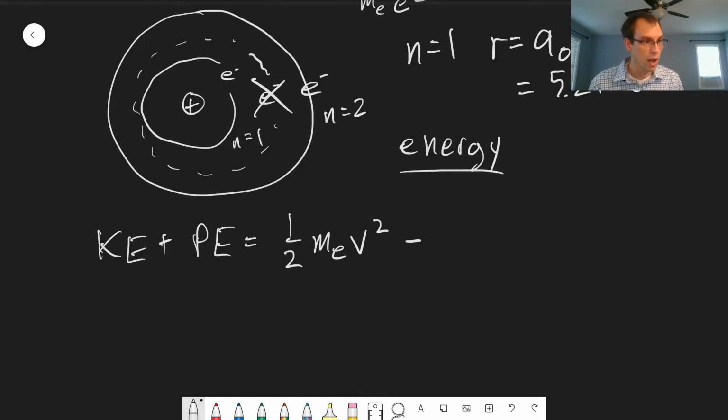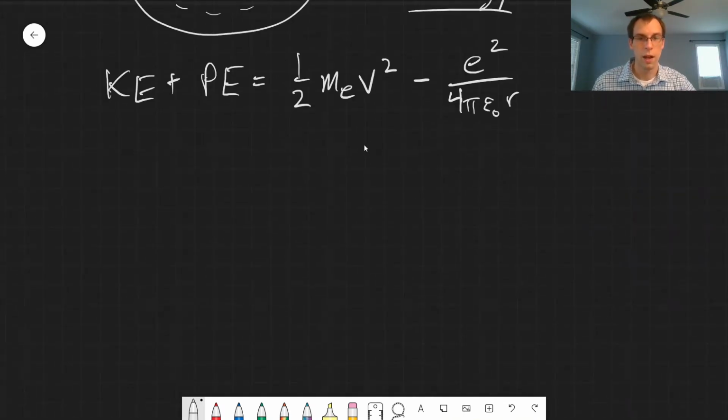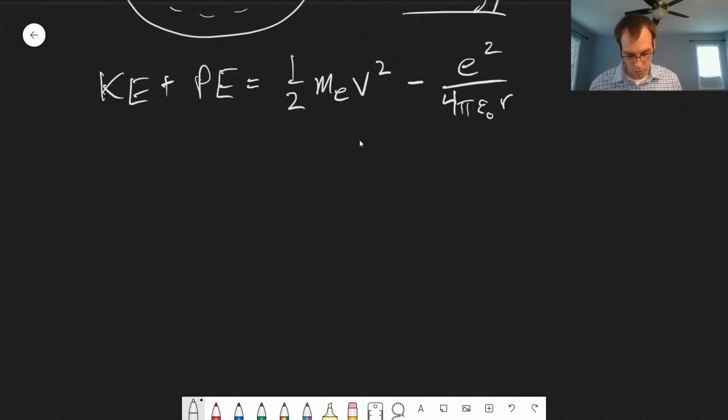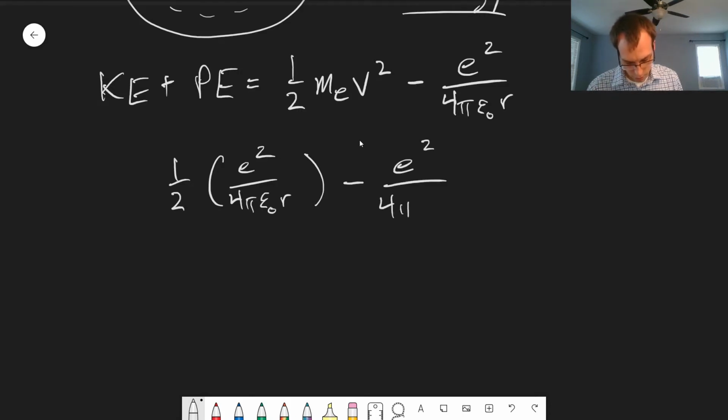So minus e squared over 4 pi epsilon naught times r. So this is the potential energy of the system. And so we can then go ahead and plug in values that we found for these. So we know the velocity from above, so we get 1/2 m_e v squared is the same as e squared over 4 pi epsilon naught r. And we have the potential energy, minus e squared over 4 pi epsilon naught r. And so overall, we'll get negative 1/2 e squared over 4 pi epsilon naught r.